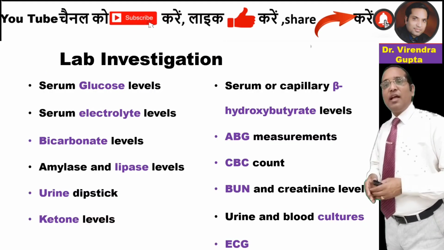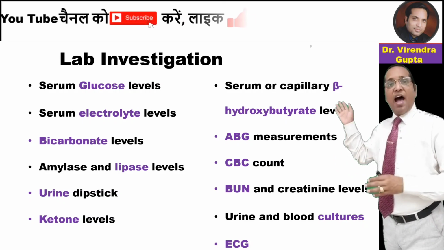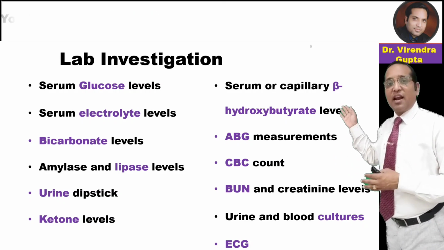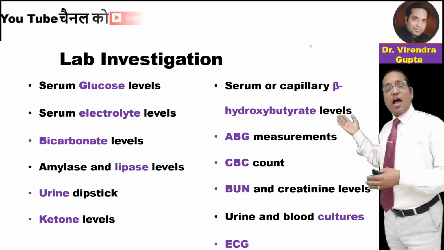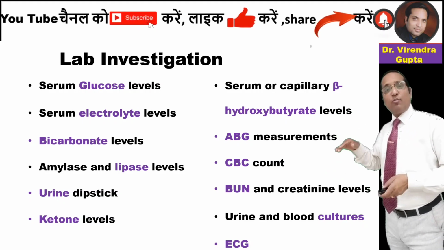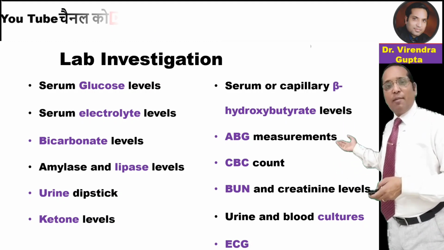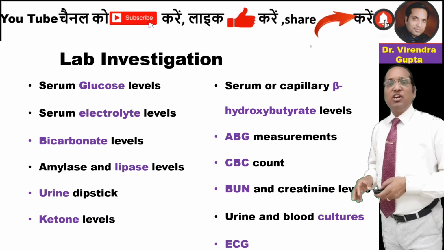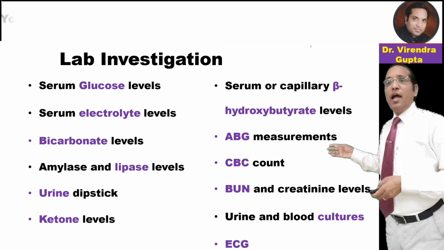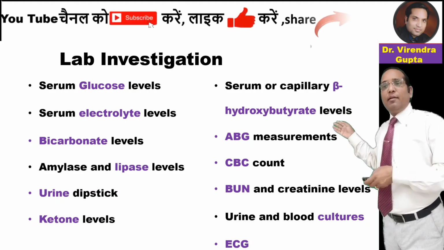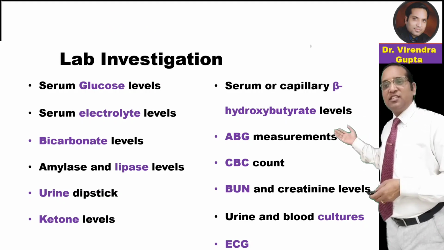So guys, the lab investigation is presented as: serum glucose level is very high, more than 250 mg per deciliter. Electrolyte levels may be deranged, such as hyperkalemia or hypernatremia. Bicarbonate level is decreased due to the acidosis, and amylase and lipase levels may be deranged. Urine dipstick shows ketonuria or glycosuria, and serum capillary beta hydroxybutyrate level may be increased. ABG shows metabolic acidosis.